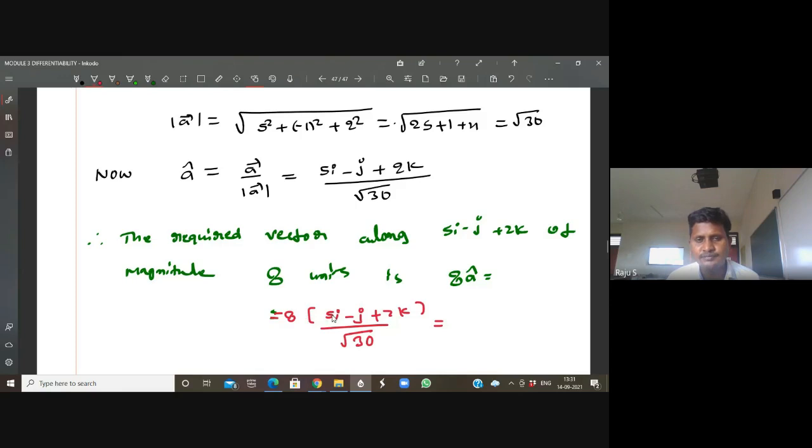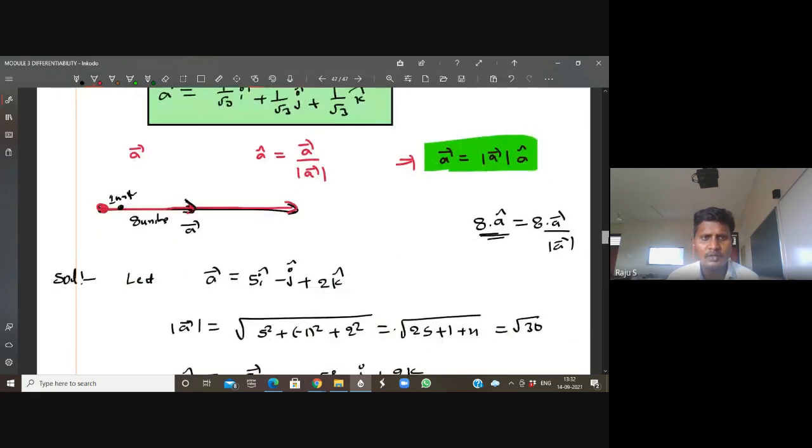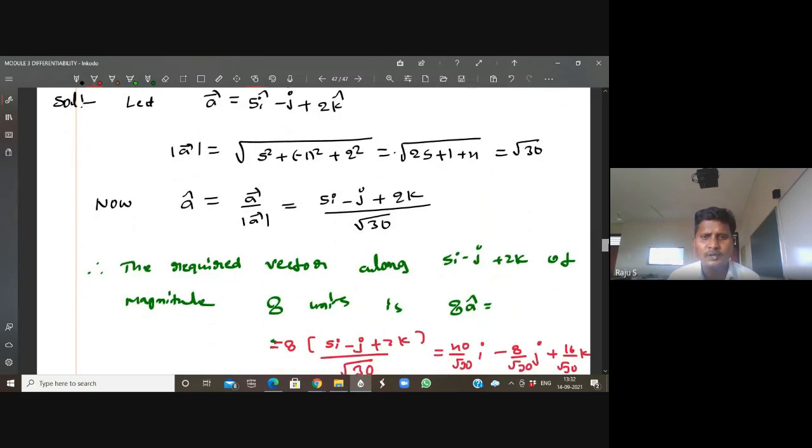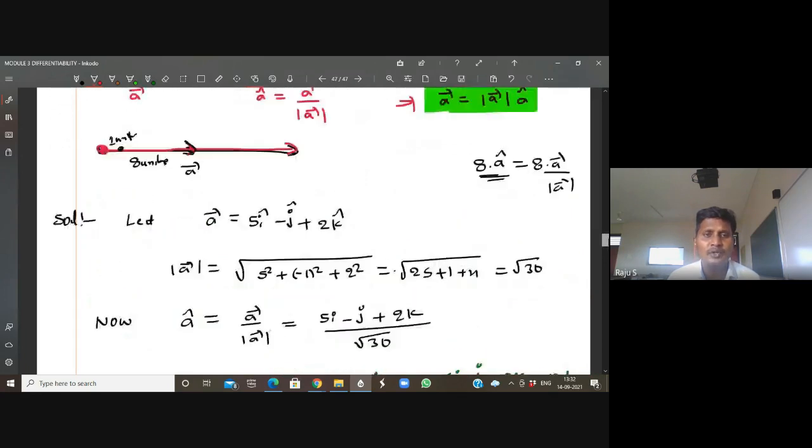8 fives are 40. 40 by root 30 i, and minus 8 by root 30 j, plus 16 by root 30 k. You may write it either way. This is the required answer. See, student, what I have done? Already the magnitude is given. Just find the unit vector. That's all. Find the unit vector and multiply with 8 units, because when you find a unit vector, you will get a unit length.